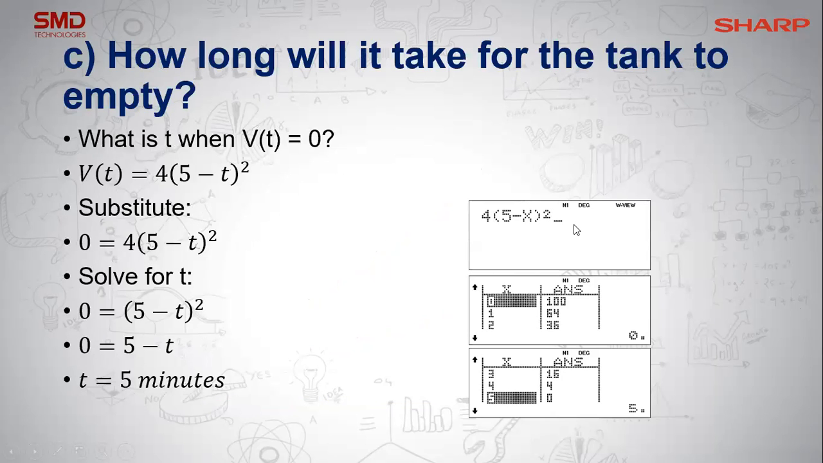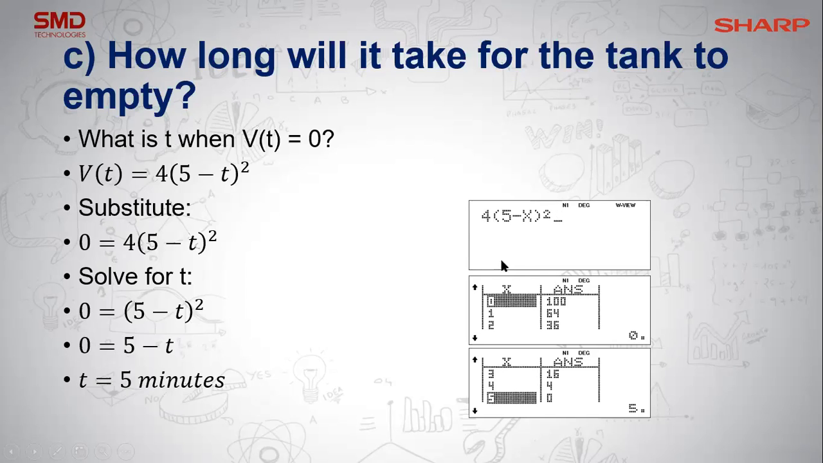Now, how long will it take for the tank to empty? So in other words, when is the volume of the tank equal to 0? So we can just solve for t. And we've done that here. Obviously, the square root of 0 is 0. And that leaves us with 5 minus t. So t is equal to 5 minutes.